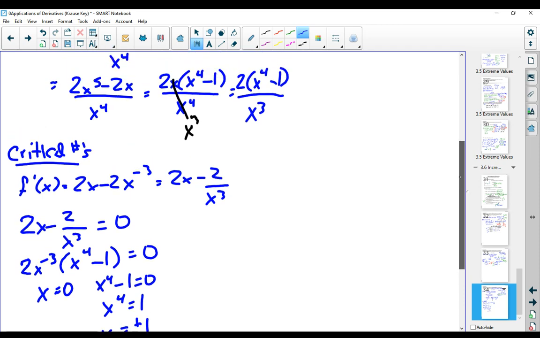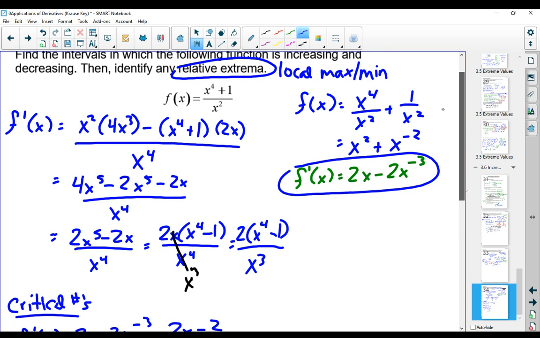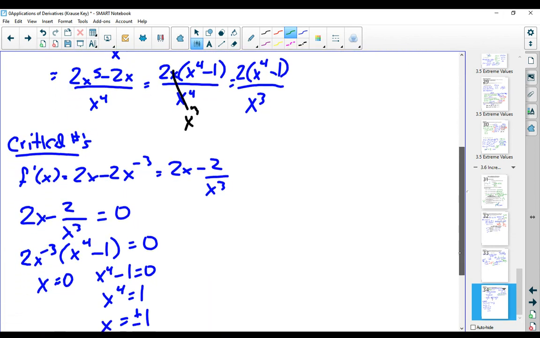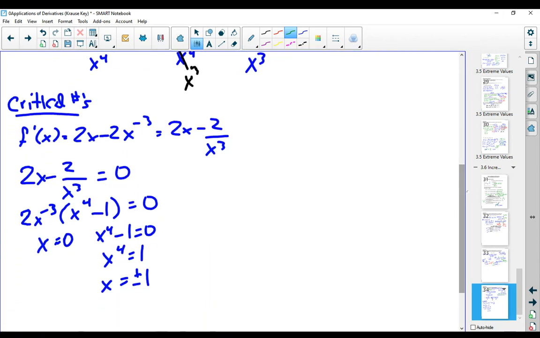Now, if you look back up at the top, this was also a rational function. So I would have an asymptote at x equals 0. So x cannot equal 0, meaning I'm going to have an asymptote at x equals 0. So this one here will not be an actual critical number, but it will be a critical point. Again, you could have solved this using the other derivative as well, and you would still end up with x equals plus or minus 1.